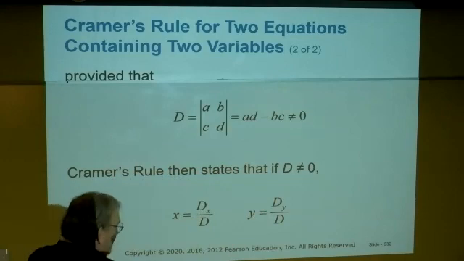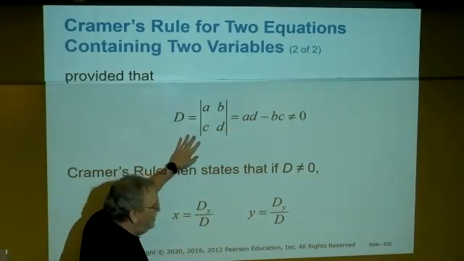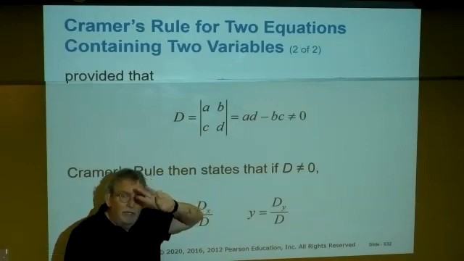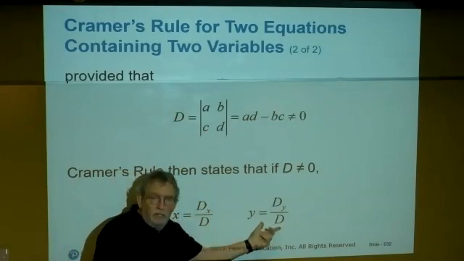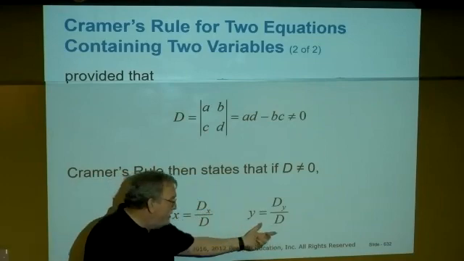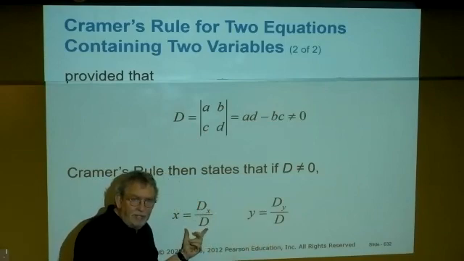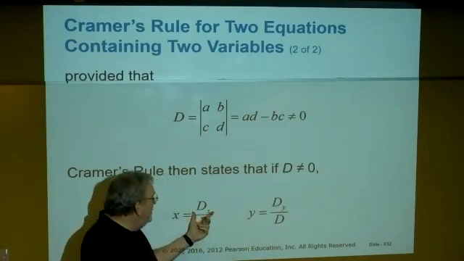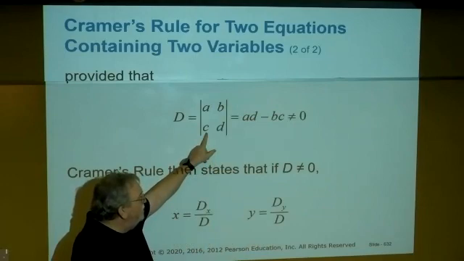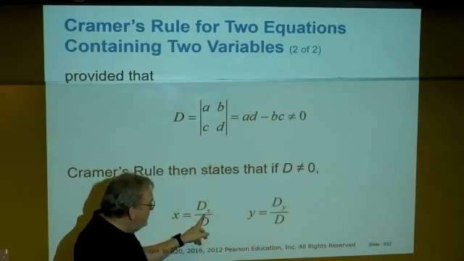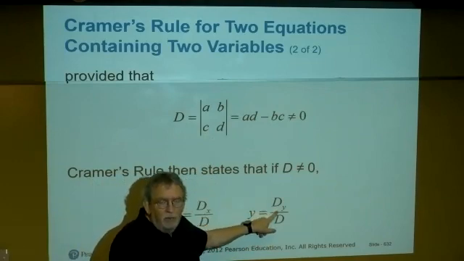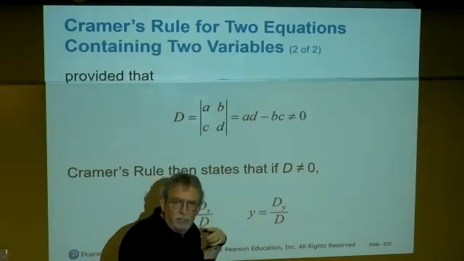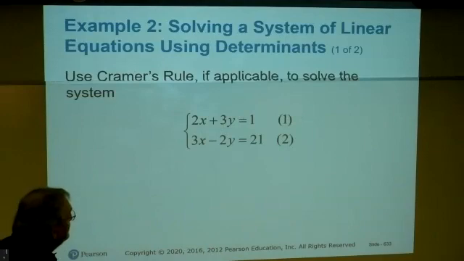So I believe I stated if we're trying to find 2 unknowns, then we have 3 determinants to find. The determinant of the coefficients, so that's going to be the denominator of the 2 fractions. And then d sub x, which is replacing the x coefficients with the constants. And then d sub y, which is replacing the y coefficients with the constants, and then finding those 2 determinants.